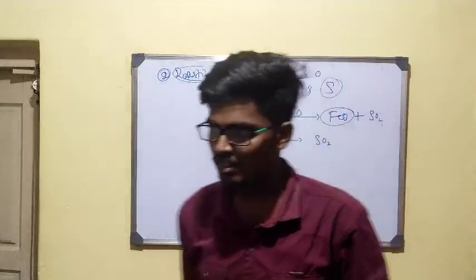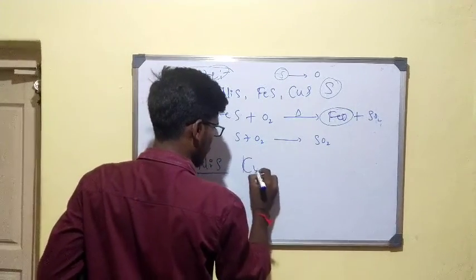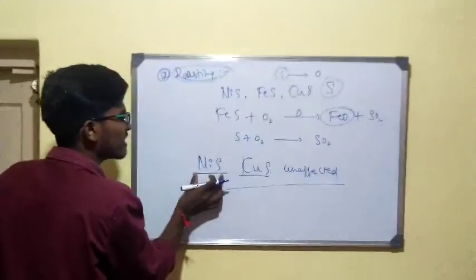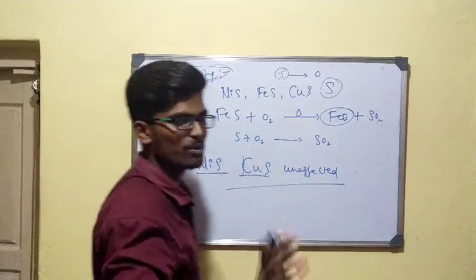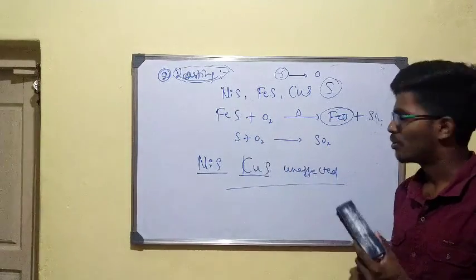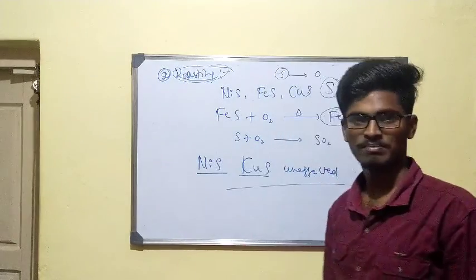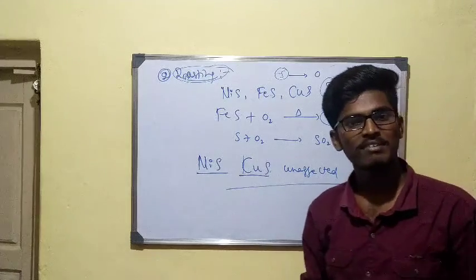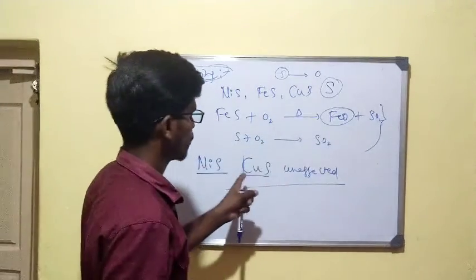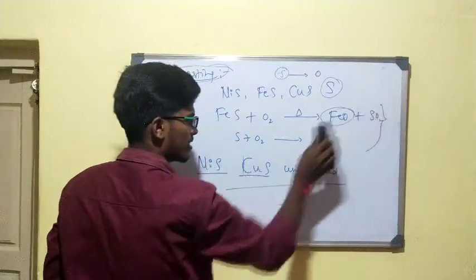Iron oxide. Here, one thing you have to remember: your nickel sulfide and copper sulfides remain unaffected. That means nickel sulfide and copper sulfide are not affected by the roasting process. Only iron sulfide gets converted into iron oxide, and sulfur gets converted into sulfur dioxide. These are the only two reactions you will observe in roasting. After roasting, you are left with roasted ore, which contains nickel sulfide, copper sulfide, and iron oxide. Here sulfur dioxide is removed.